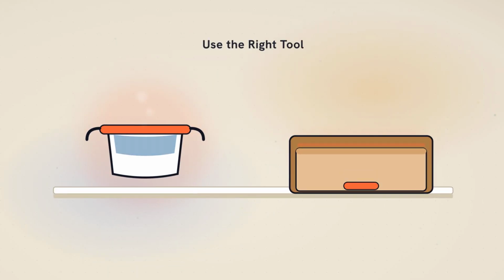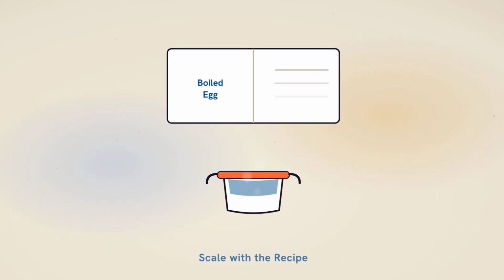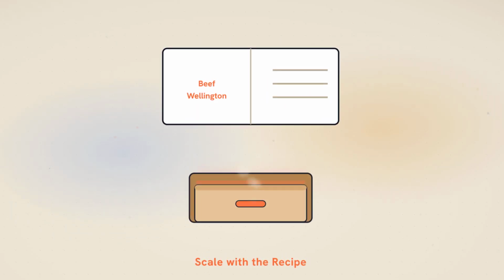LangChain is a great gadget drawer, but don't use it when a simple pot will do. Keep things simple until the recipe actually demands the fancy tools.